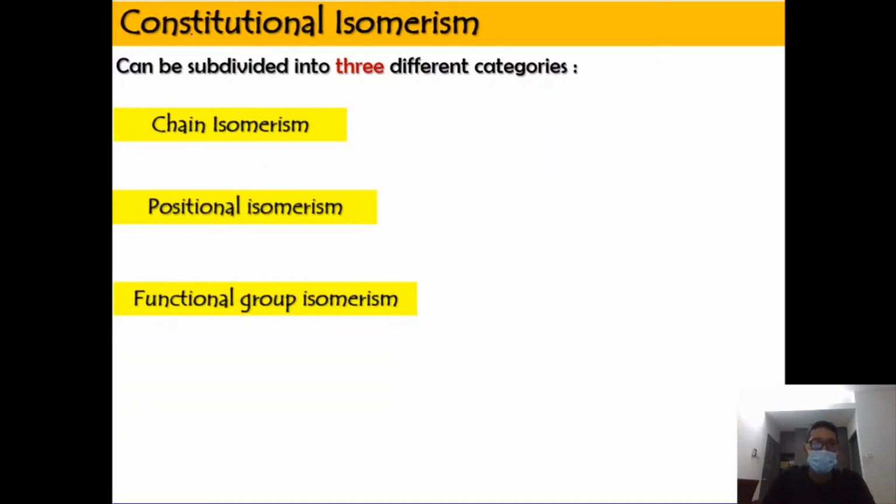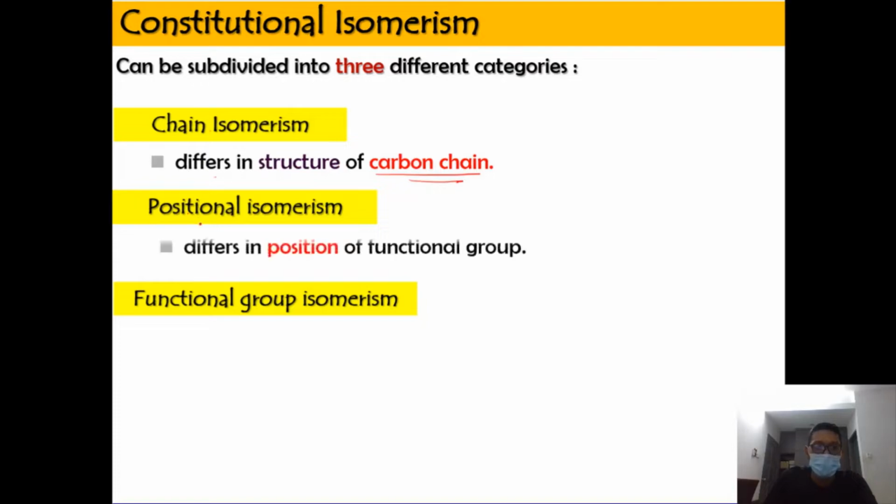So the constitutional or structural isomerism, the one on the left, is going to be divided into three, which is chain isomerism, positional isomerism, and functional group isomerism. Chain isomerism basically differs in the structure of the carbon chain. Positional isomerism differs in the position of the functional group. So the functional group, for example OH, will change its position.